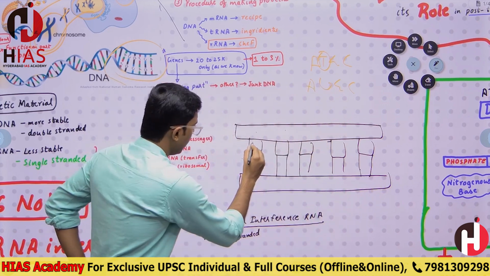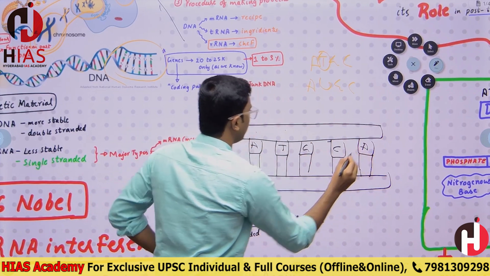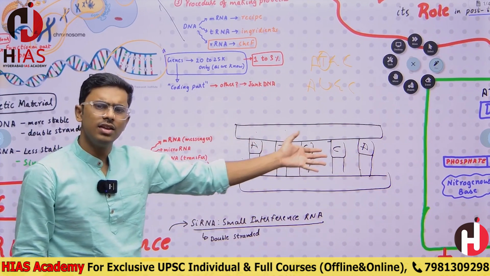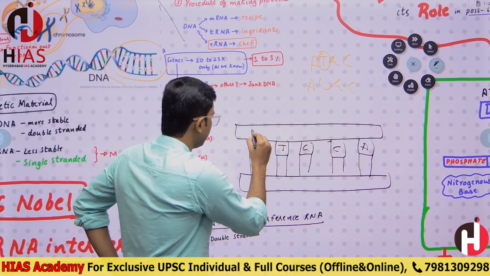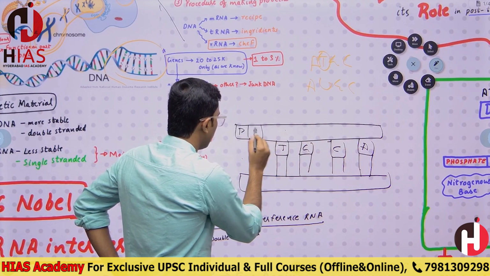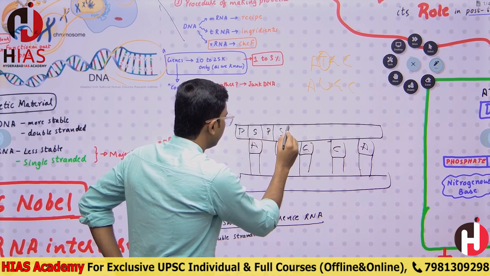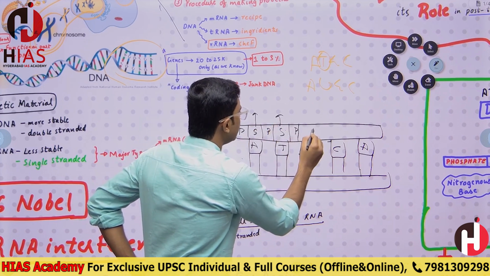In here, A, T, G, C, A, like that. It can be T, T, G, G, C, C, C, something like that. And this particular thing is called a sugar phosphate backbone. This is always the same. There won't be any change.